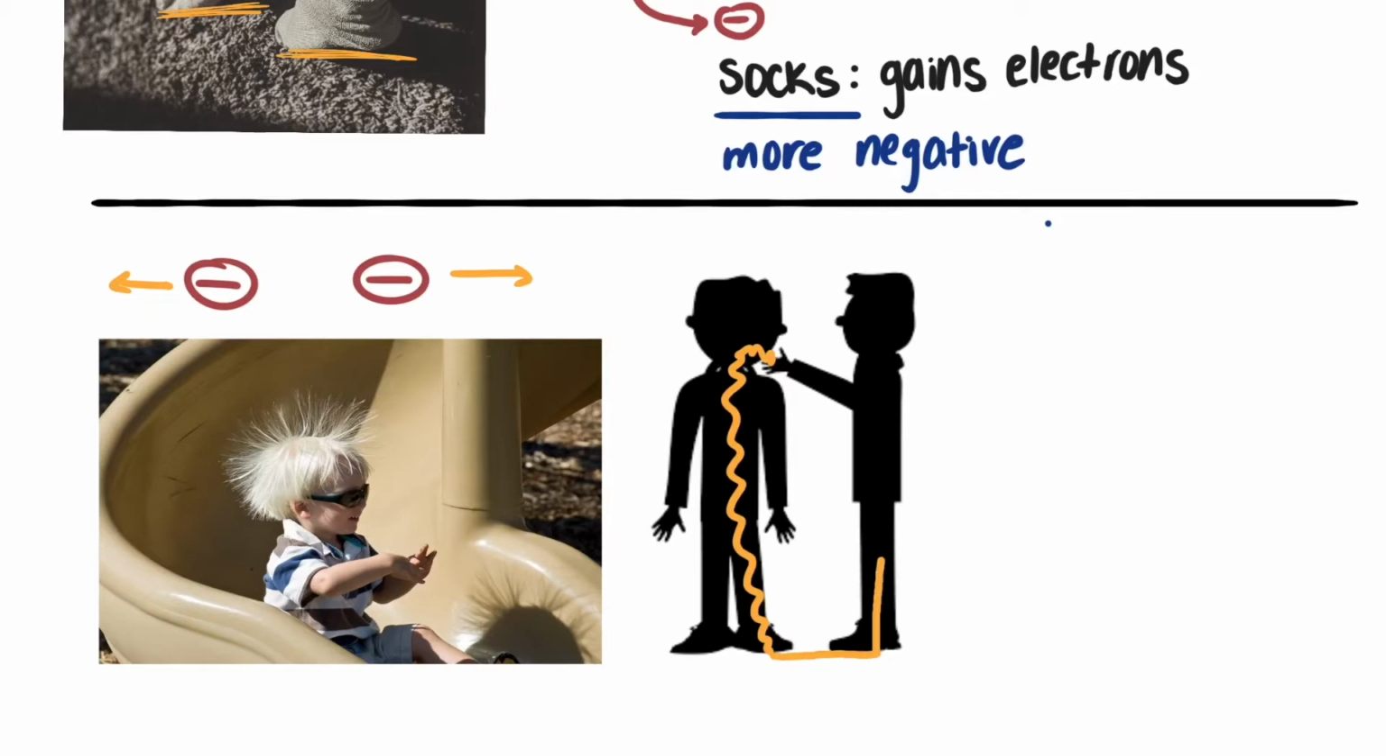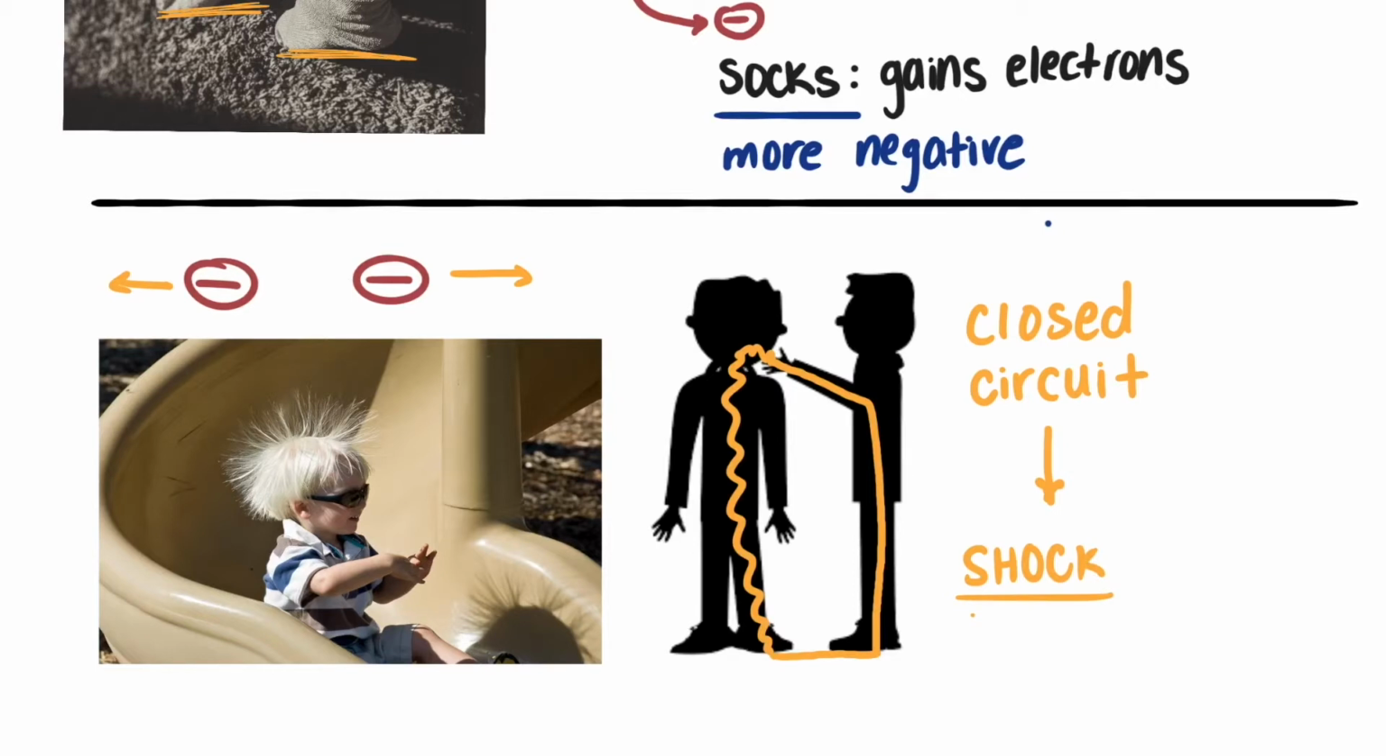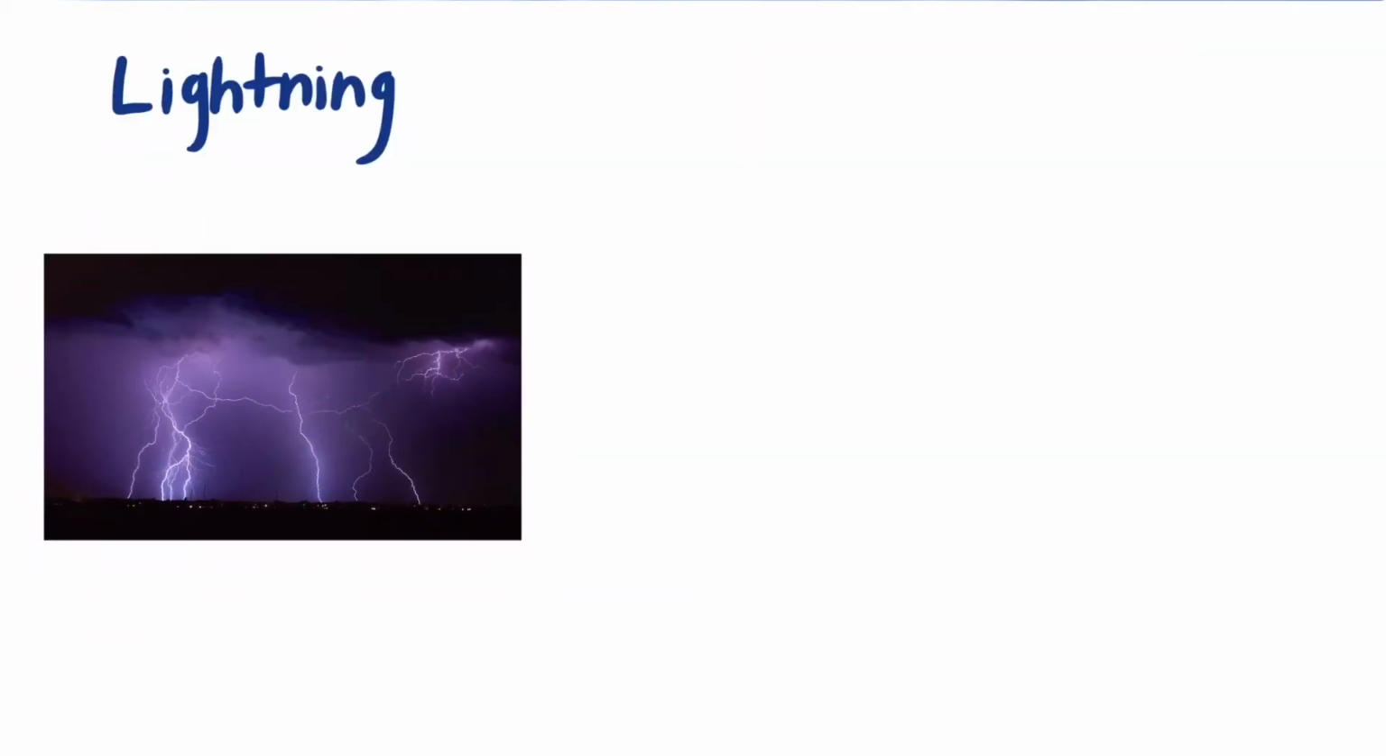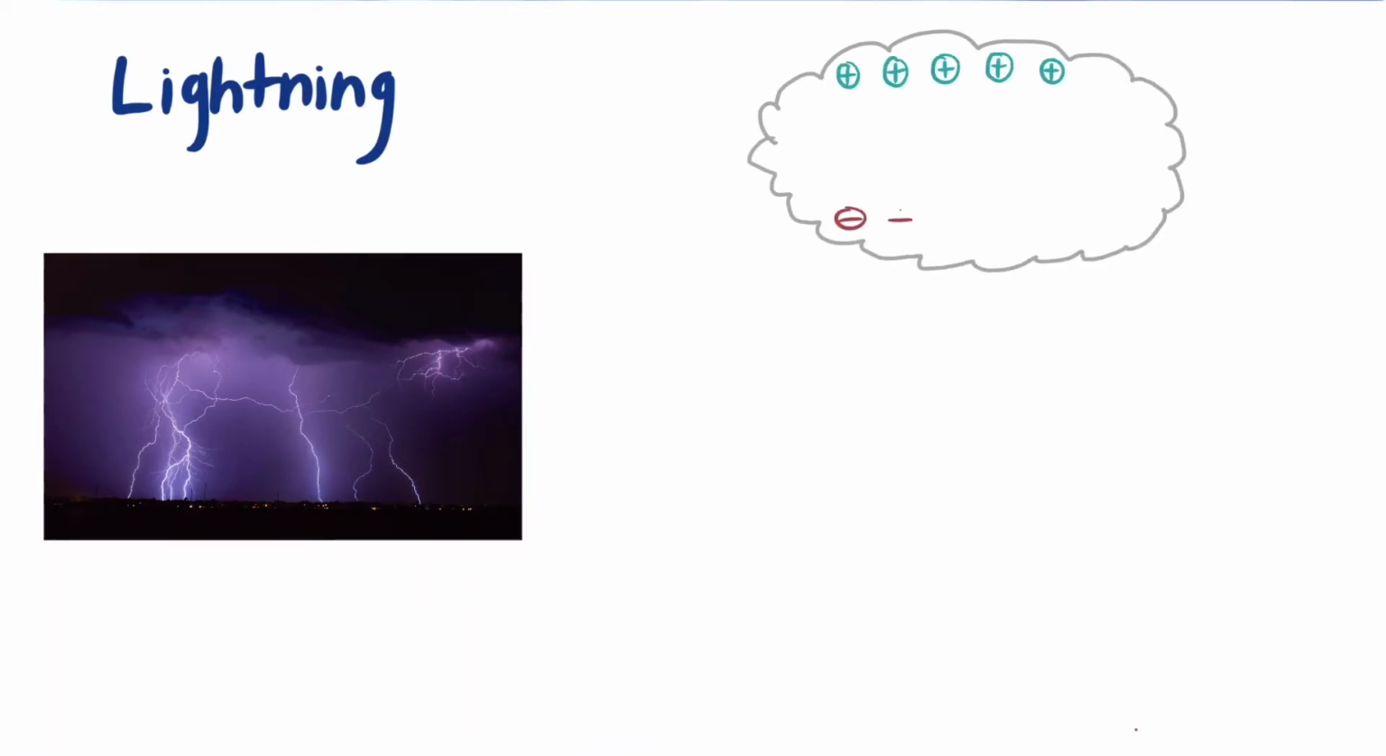This is because you are creating a path for the electricity to reach the ground. You are closing the circuit, and this sudden discharge of energy is what creates the spark that we call a shock. Now, lightning is a great example of static electricity in nature. Basically, the water droplets in a cloud are rubbing together, and the friction causes a separation of charges where the positive charges line up at the top and the negative at the bottom.